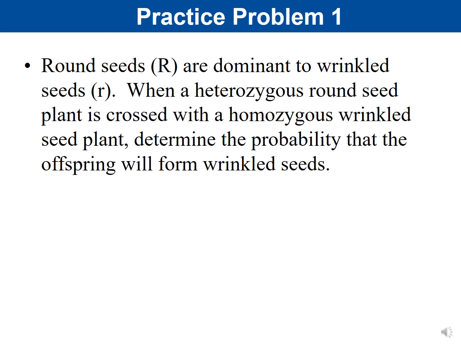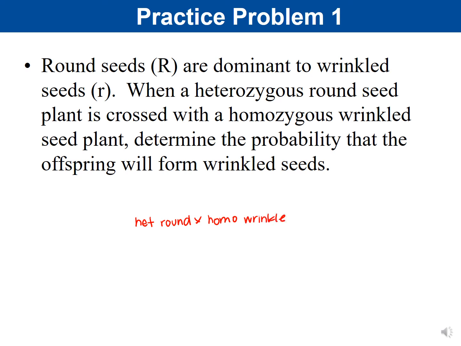So practice problem number 1. Round seeds are dominant to wrinkled seeds. When a heterozygous round seed plant is crossed with a homozygous wrinkled, determine the probability that the offspring will form wrinkled seeds. So again, when I'm solving these types of problems, I start by writing down phenotypes first. Heterozygous round. So I'm going to write het round, and that's going to be crossed with homozygous wrinkled.